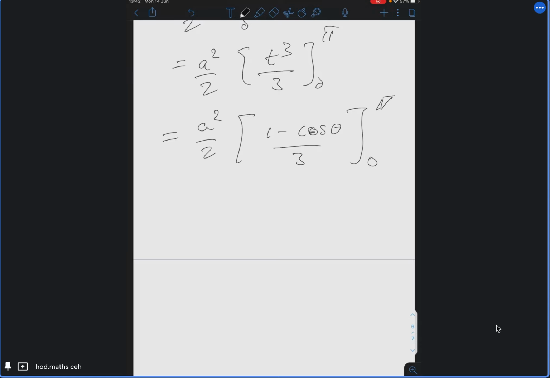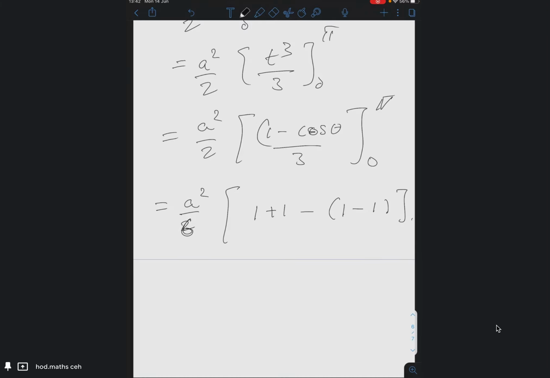Substitute and tell me the answer. A square by 3? Are you sure? 4a square by 3? Be careful while substituting the limits. First, when you substitute pi, what is the value of cos pi? Minus 1. So minus minus will become plus 1 here. Again put a minus sign, and 1 minus cos 0 is how much? 1 minus 1. So this part will be 0 now.